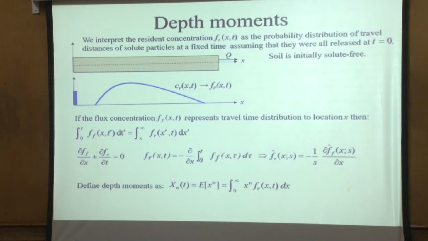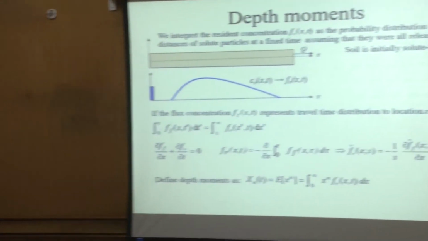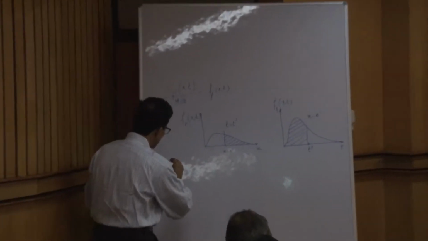So what this allows me to do, if I have this relationship, is relate the flux PDF to a resident PDF. And that basically means I have a way to work with this. But I also maintain that, we talked about the continuity equation. When we're talking about solute transport, our continuity equation, if you remember, looks like this.